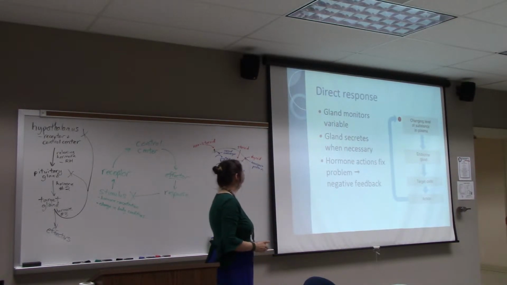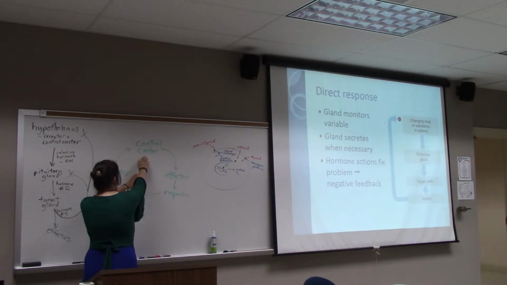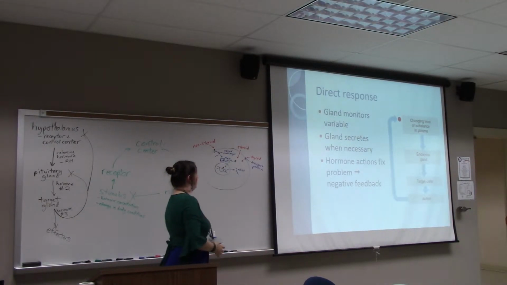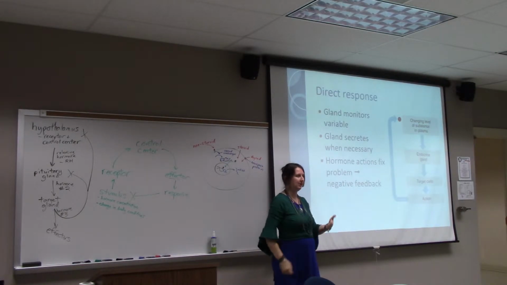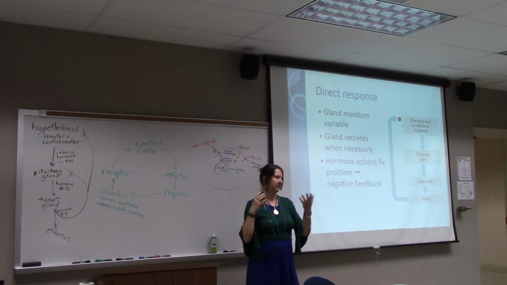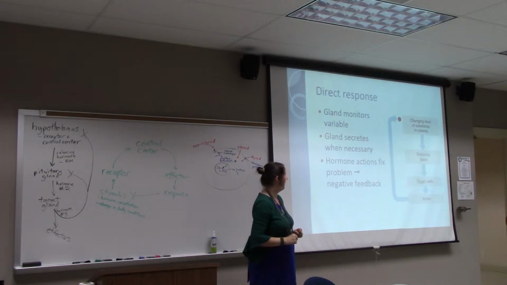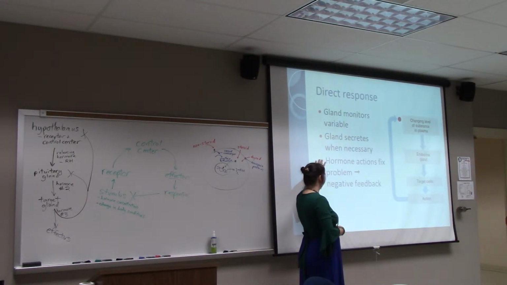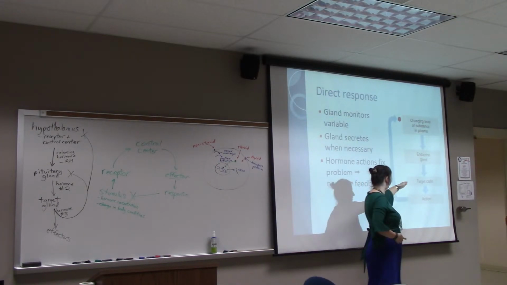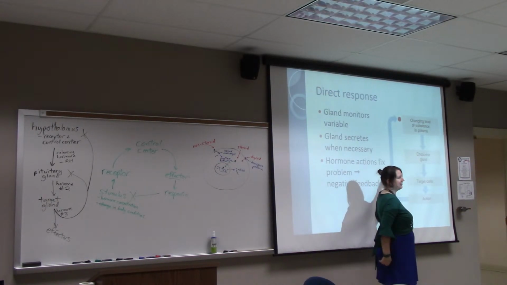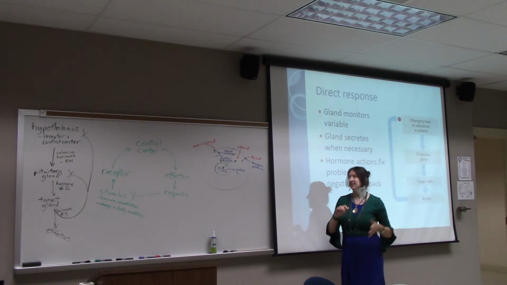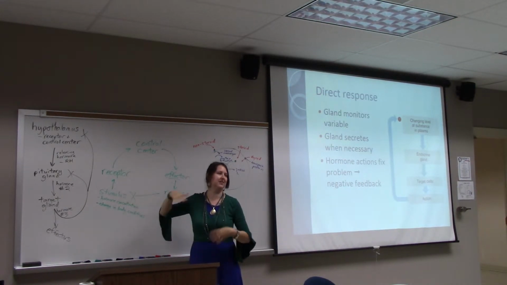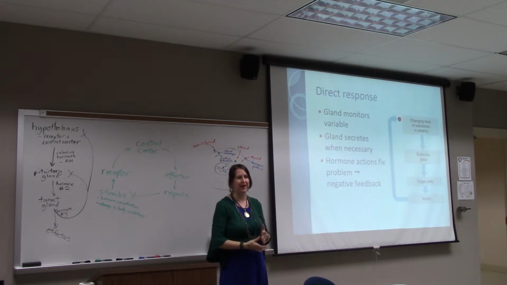Then the direct response, we've got one gland is the receptor and control center. It secretes when necessary, when the variable it's monitoring is outside the correct range. Then the hormone stimulates some target cells to fix the problem, and that's where you get your negative feedback. So same situation here where it's just fixing the stimulus that provides the negative feedback.